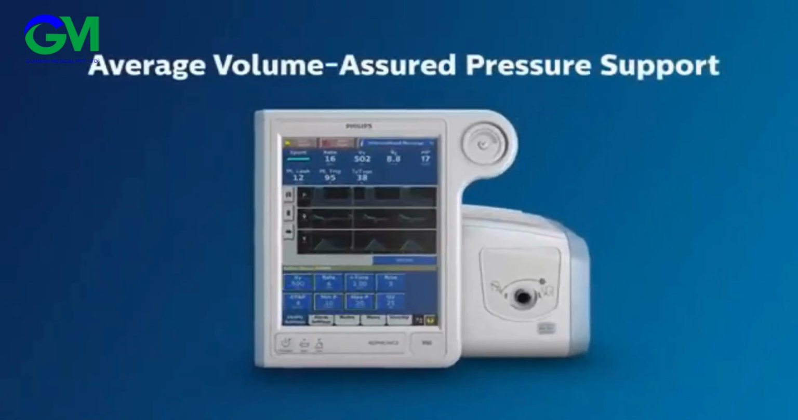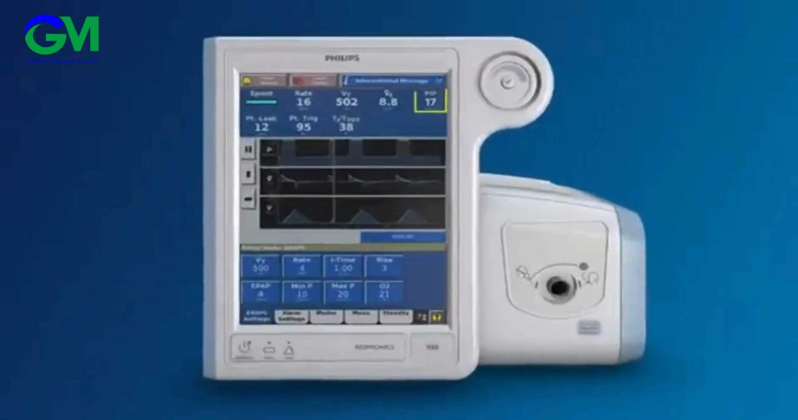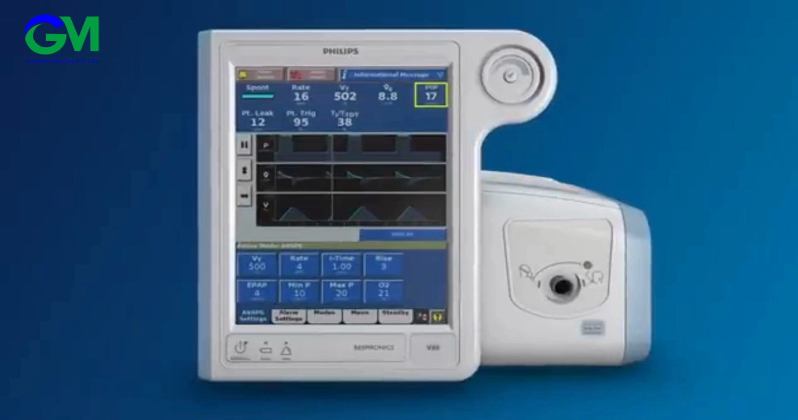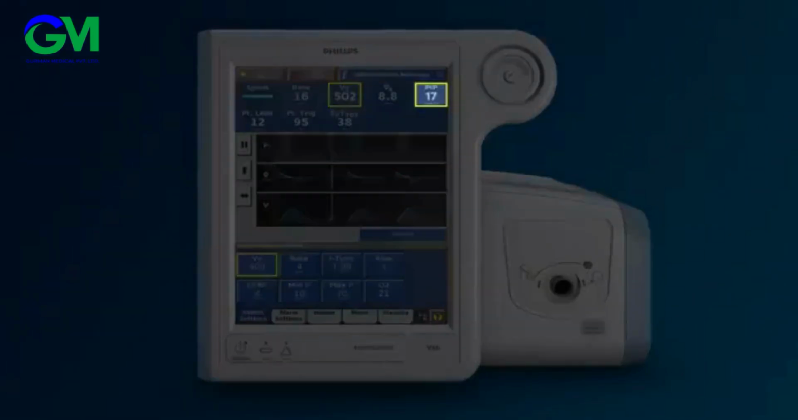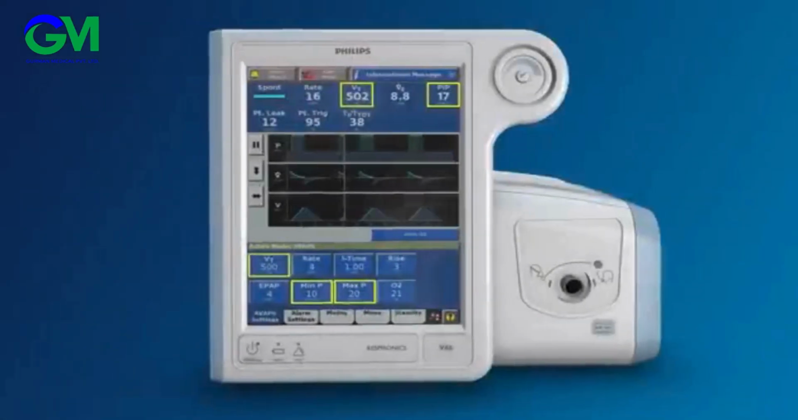This is what AVAPS stands for, Average Volume Assured Pressure Support. In this example, the V60 used an IPAP of 17, which is in our range, and the volume was very close to 500 milliliters. That's pretty impressive. Now, it's possible that not all breaths will be close to 500 like in this example. However, over the course of 1 minute, the machine will target an average tidal volume of 500 milliliters. And remember, this number isn't fixed like in the ST mode. It can adjust on its own within the specified range to accomplish the goal of volume delivery.